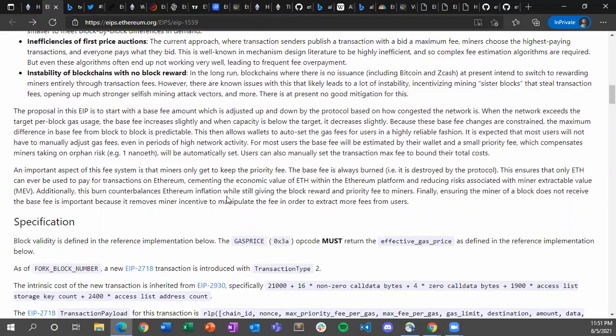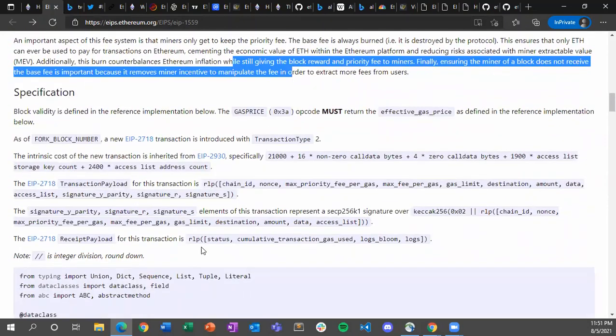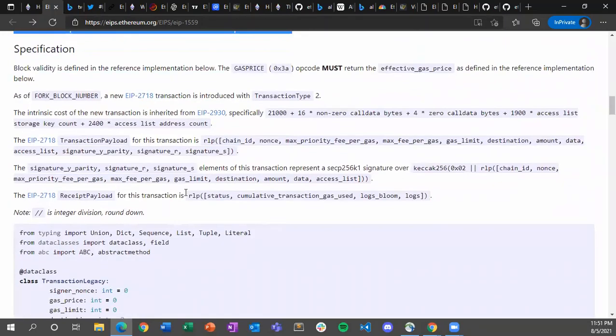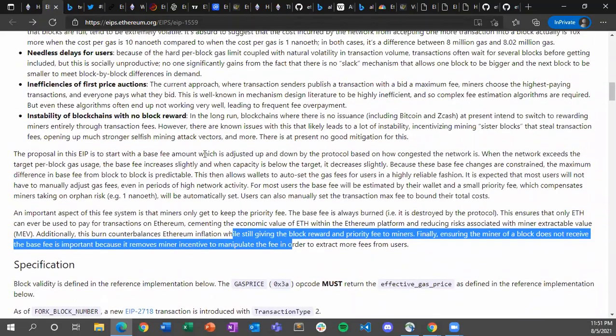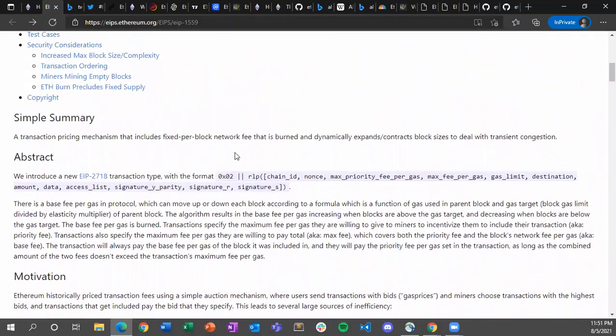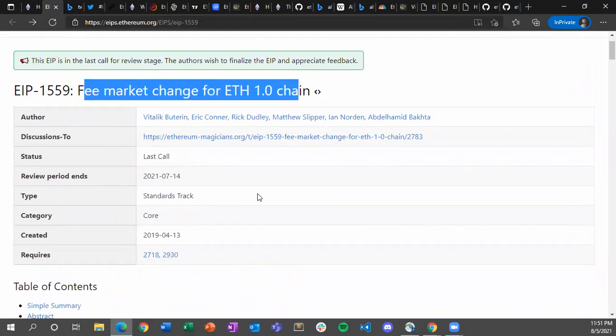Finally, ensuring the miner of a block does not receive the base fee is important because it removes the miner's incentive to manipulate the fee in order to extract more fees from users. Therefore, there's less price manipulation and fee manipulation by miners, which is great to hear. And it goes into the technical specifications down below. I'll go into a bit more detail on that later in the video, but for now, these are just the highlights of EIP 1559, that fee market change for the Ethereum chain.